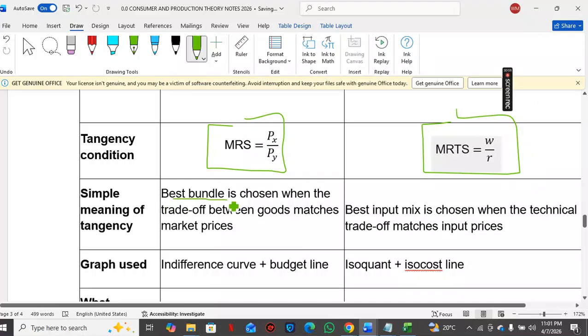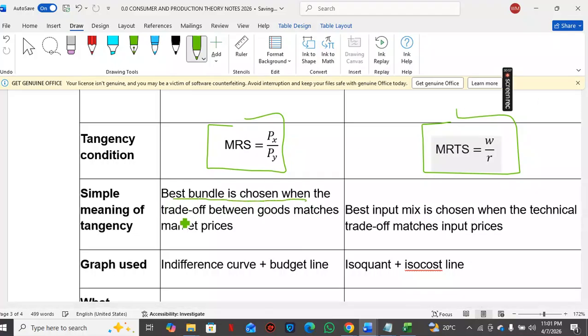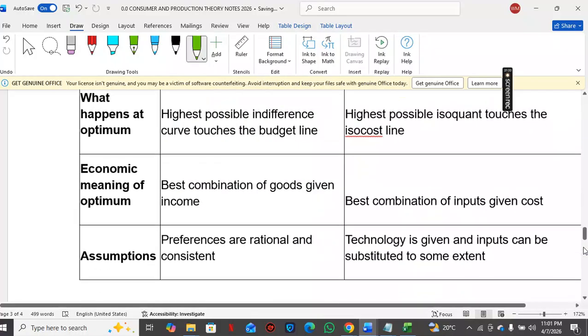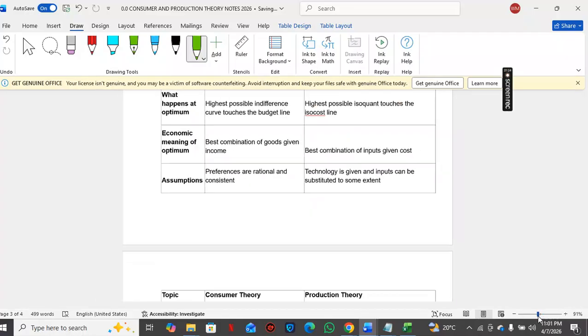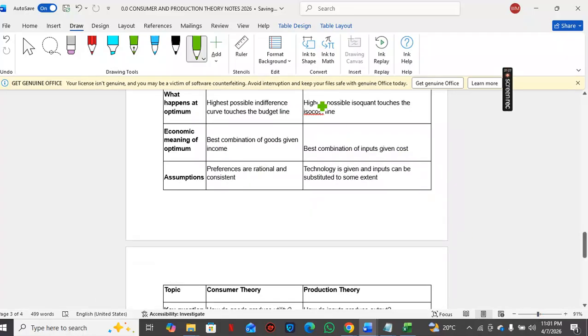So, simple meaning of the tangency: the best bundle is chosen when the trade-off between goods matches the market price. Then for the production theory, the best input mix is chosen when the technical trade-off matches the input prices.